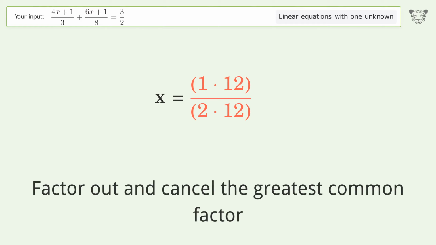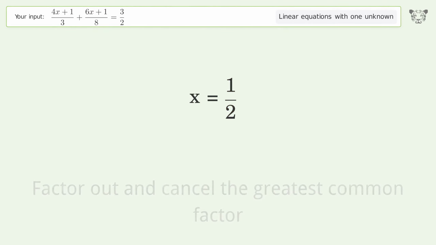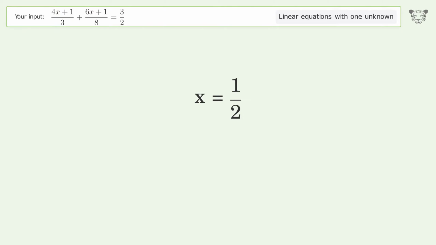Factor out and cancel the greatest common factor. And so the final result is x equals 1 over 2.